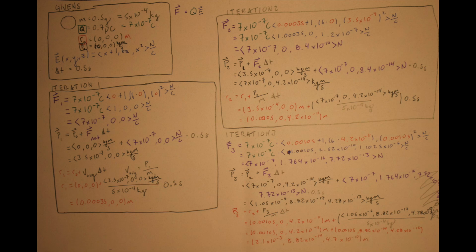After many messy calculations, we have found that in 1.5 seconds, the point mass moved 2.1 millimeters in the x direction, a very small fraction of meters in the y direction, and a slightly larger fraction of meters in the z direction.